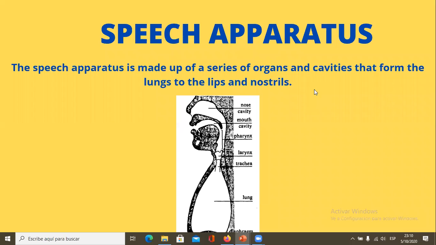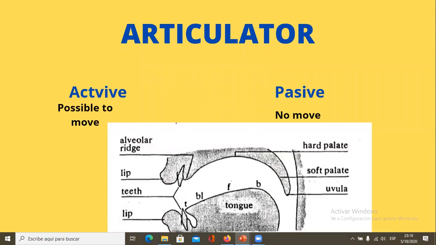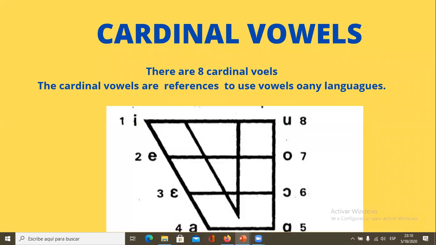And the last part, we have the speech apparatus. The speech apparatus is made of organs. We have different cavities like the nasal cavity, mouth cavity, pharynx, larynx, trachea, lungs, and diaphragm. Articulators are divided into two groups, active and passive. Active organs are possible to move, and passive ones do not move.